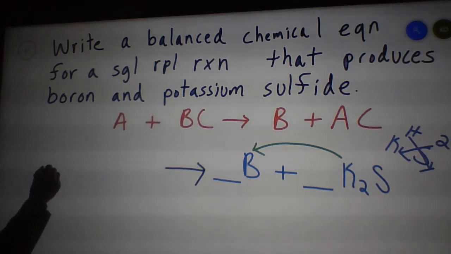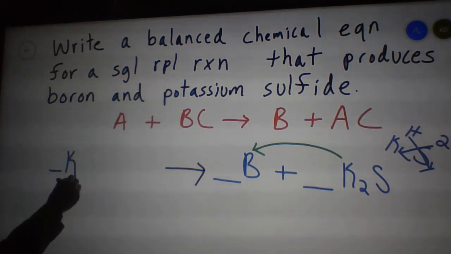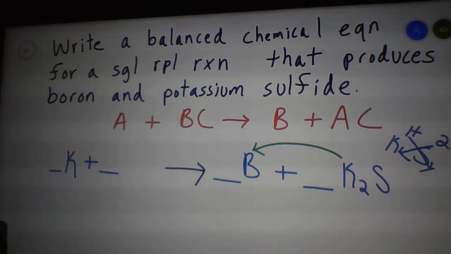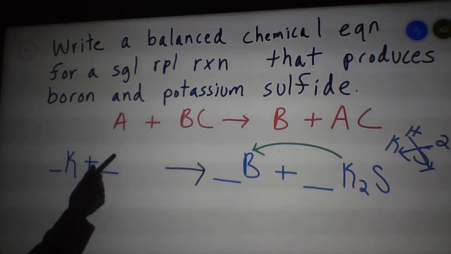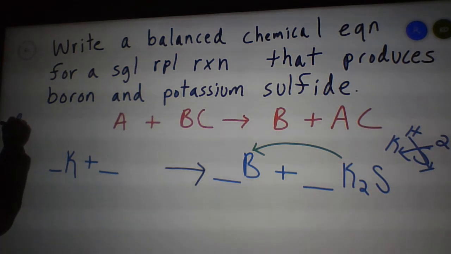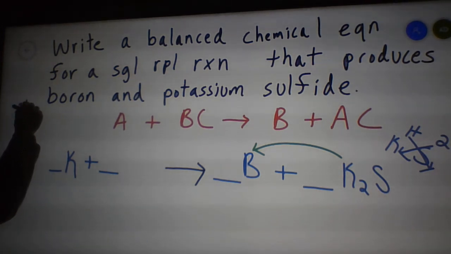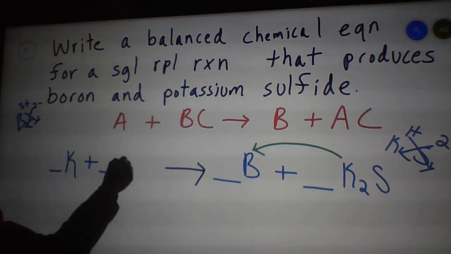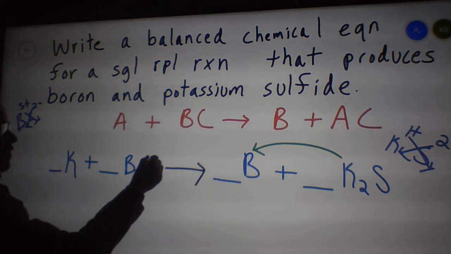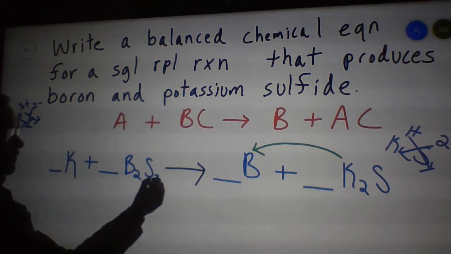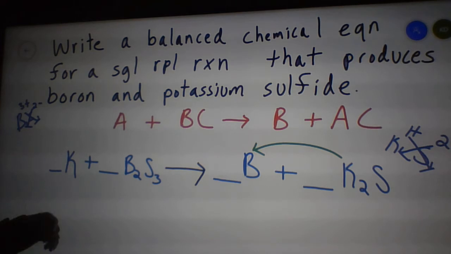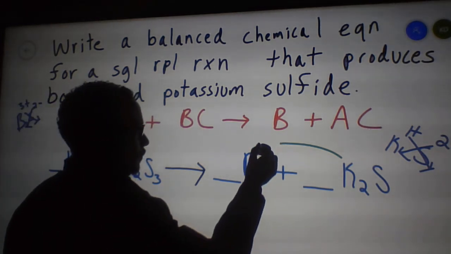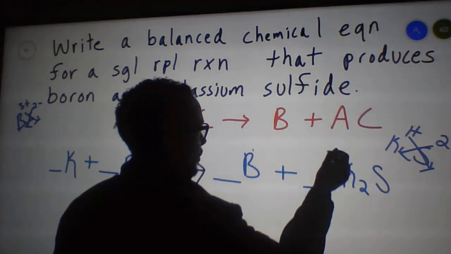All right, so for this one we have potassium. Potassium came out. And then now we have boron. This is another compound, so I need to look at the charges. This is a 3 plus. Sulfur is a 2 minus. So this is going to be a cross and drop. So we have B2, S3. All right, so now we have the equation.